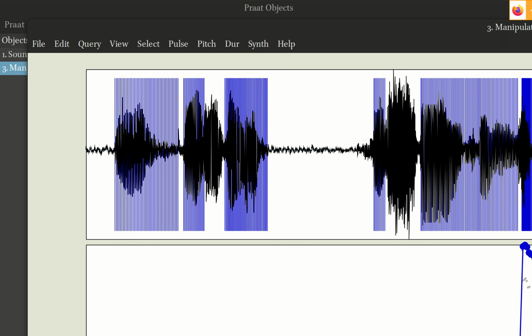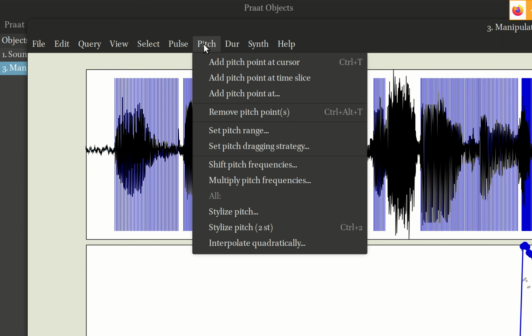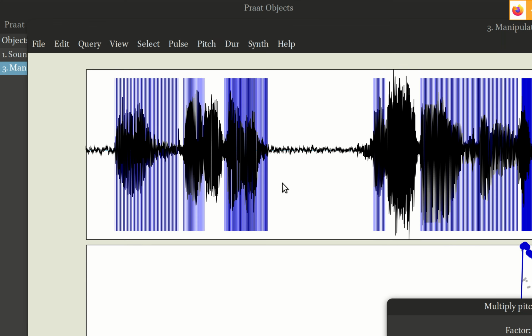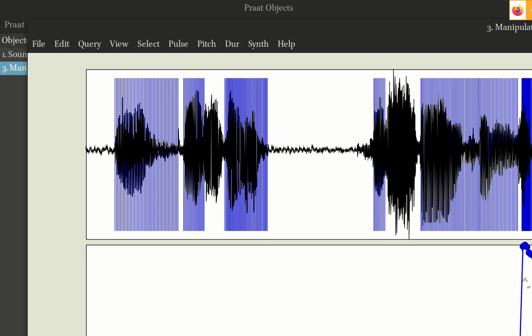So I will select the speech, and no, maybe I will start with this. And the thing that I can do is move it upward, multiply pitch frequencies. Let's multiply it by 3, and then it goes up, and this will affect everything. This is a sentence that I will change.